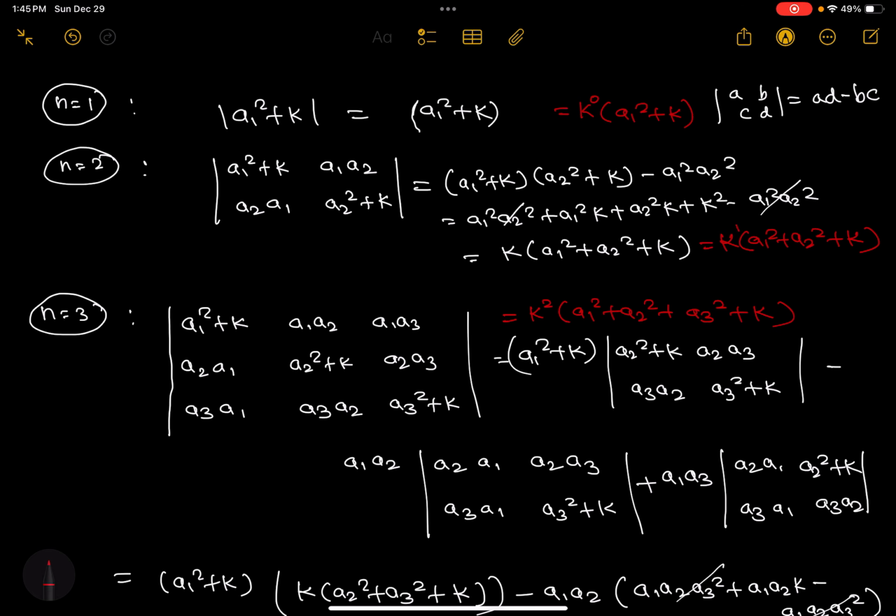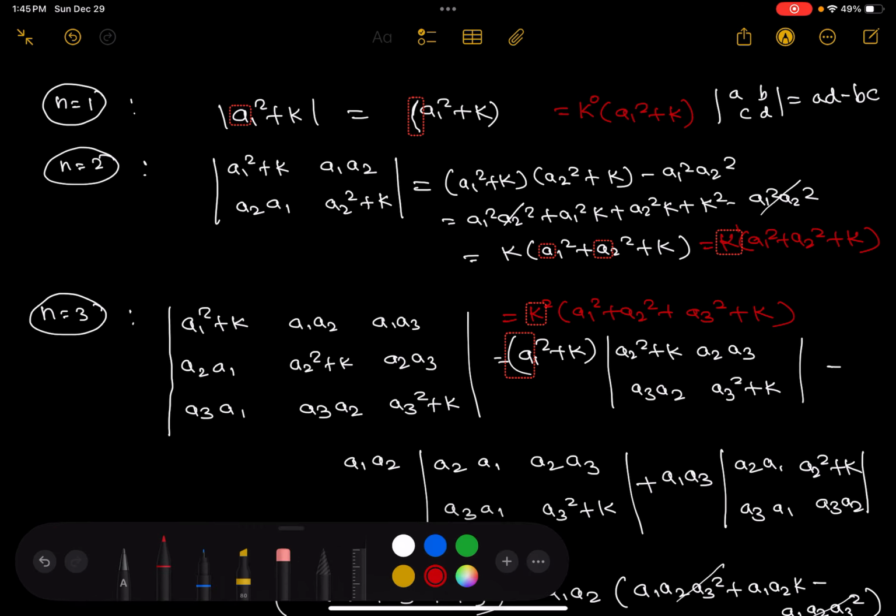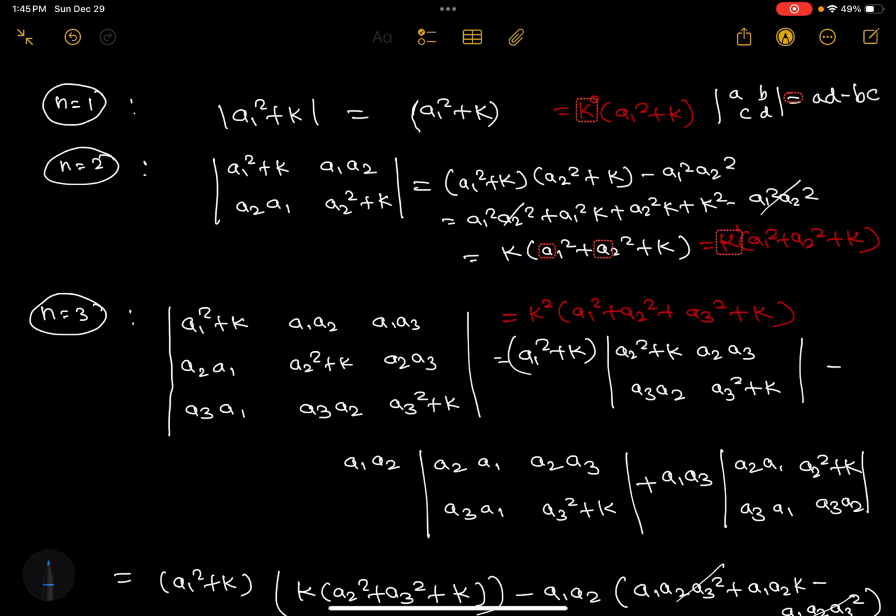So in n equals 4, there should be k to the power 3, right? So I can actually guess the expression for n equals 4. For n equals 4, the expression would just be k cube times a1 square plus a2 square plus a3 square plus a4 square plus k. This is just a guess. We are not sure.